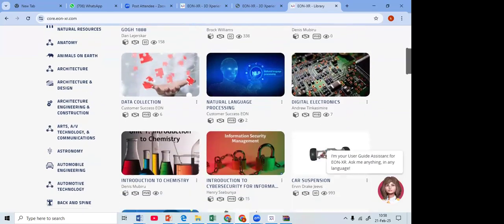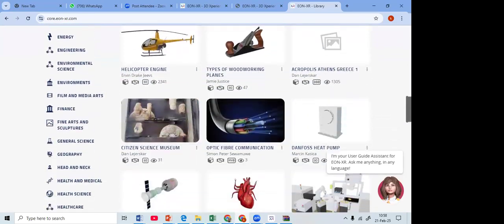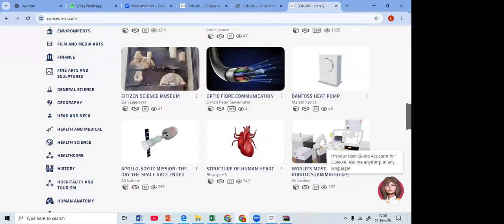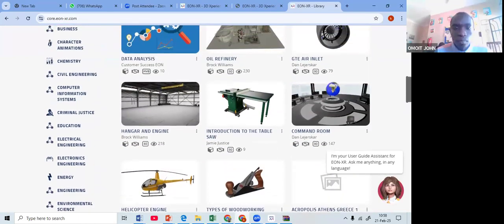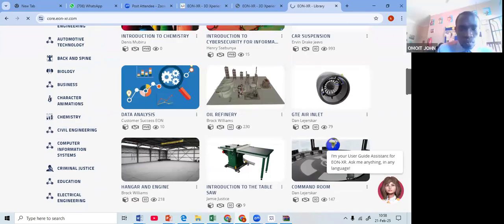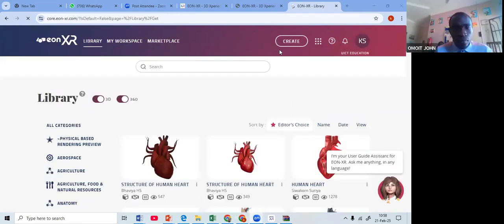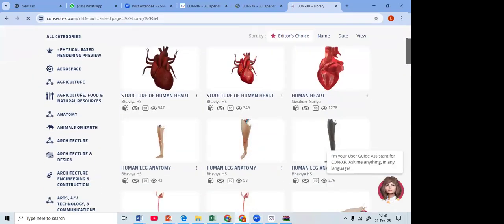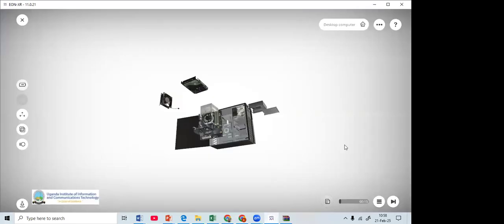So you can come here and say, which kind of thing do I want? Do I want biology? You'll find that some of these resources are already there that you can use to make your lessons more engaging. So this is my EON. You notice I have the art, so there are quite a lot of things that you can interact with to have the experience. Allow me to take you to one of them.